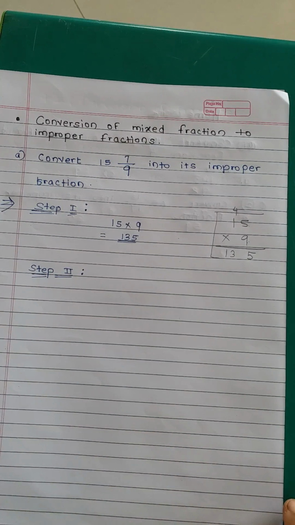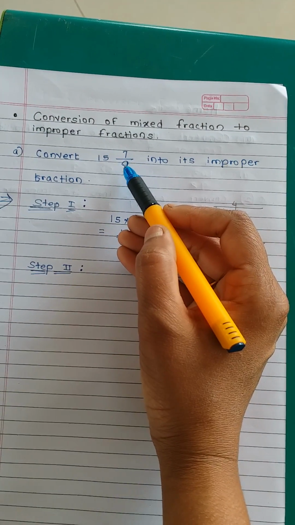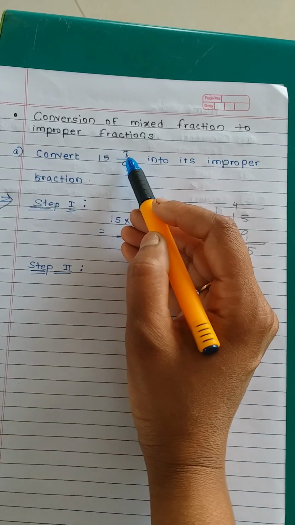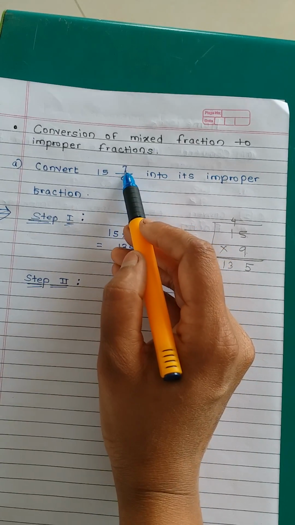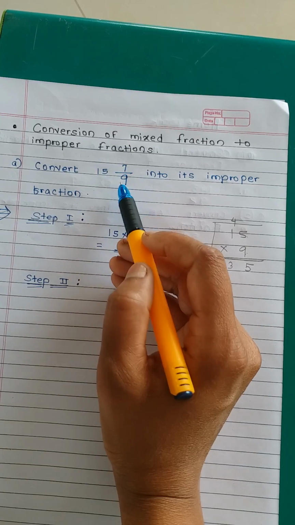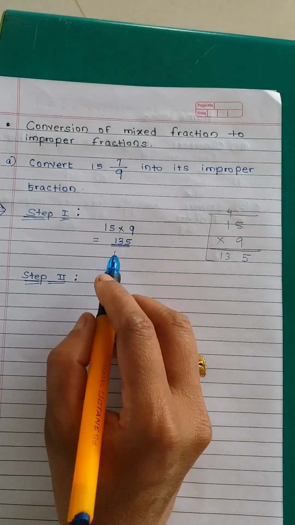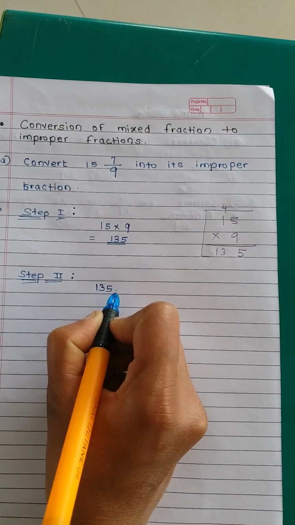Add the numerator of the proper fraction to the product. This is your proper fraction, right? So from that proper fraction, what do we have to do? Add the numerator. The numerator is 7. So we add the numerator of the proper fraction to the product from step number 1. In step number 1, we got one product. What is the product? 135.